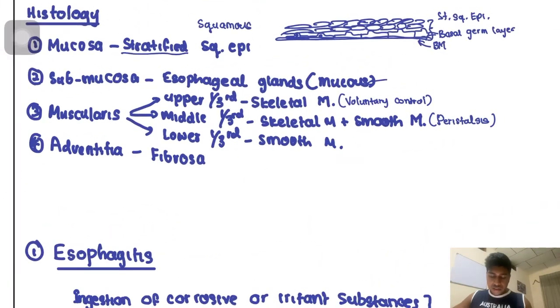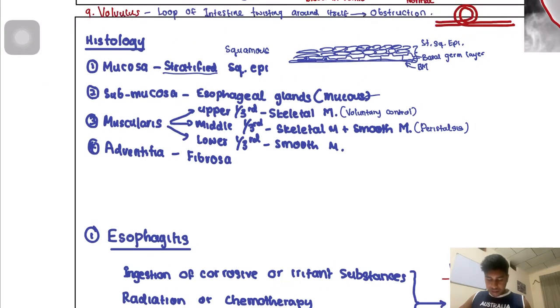Next, we have the muscularis layer. The upper part is made up of skeletal muscles. So that means it's of voluntary control. The middle part is a mix of both skeletal and smooth muscles, involved in peristalsis from here on. The lower 1/3 is made up only of smooth muscles. And the type of adventitia is fibrosa. Okay.